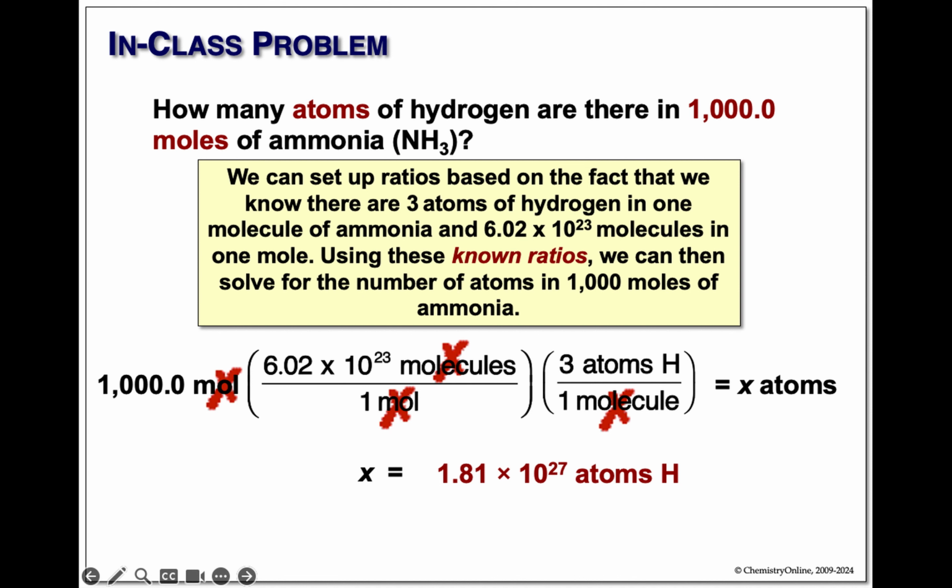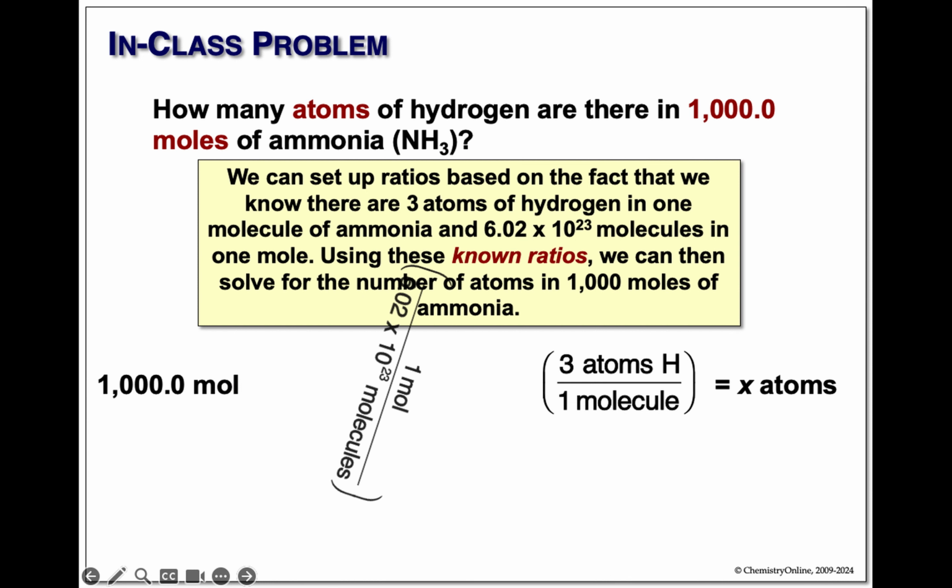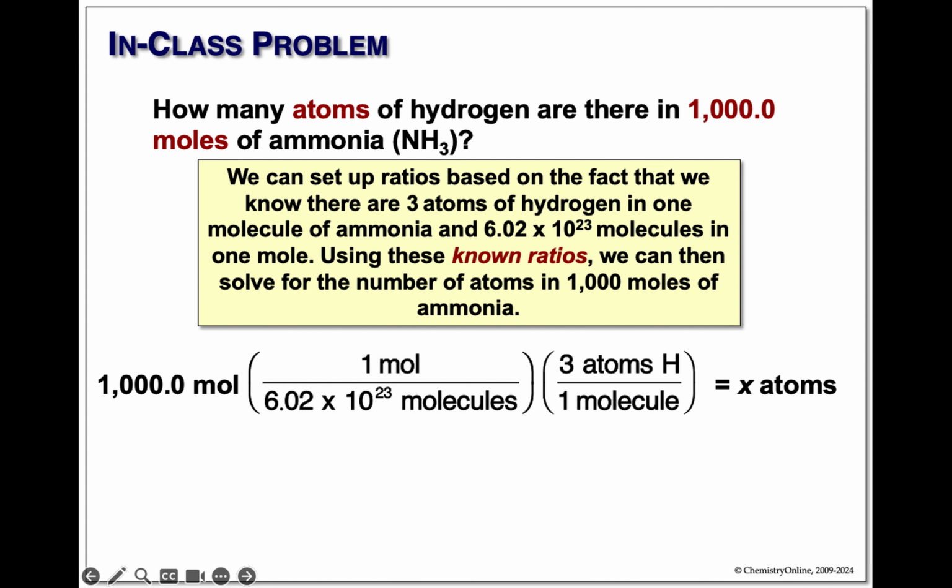I try to be very careful when I make my slides so that everything cancels like it's supposed to. What if, instead of writing this ratio properly, you had written it this way? You would immediately look at this and say, well, that's not right. Mole is not going to cancel with mole. They're both in the numerator.